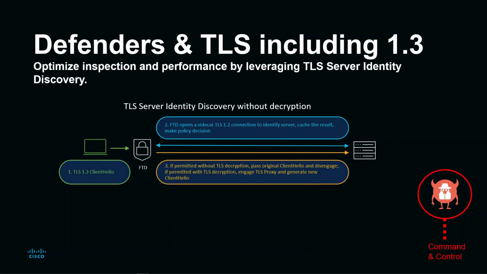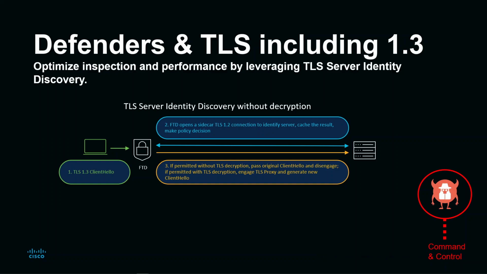But what if we created a side channel? You have this TLS 1.3 client hello that hits your next-gen firewall platform, if supported. It then creates a sidecar, dropping it down to TLS 1.2 to identify the server, cache the results, and make a decision. So again, if it's bad, we're going to block it. Right here, there's no need to do the full decrypt. So if permitted without TLS decryption, we let it go. We pass that original client hello and disengage.